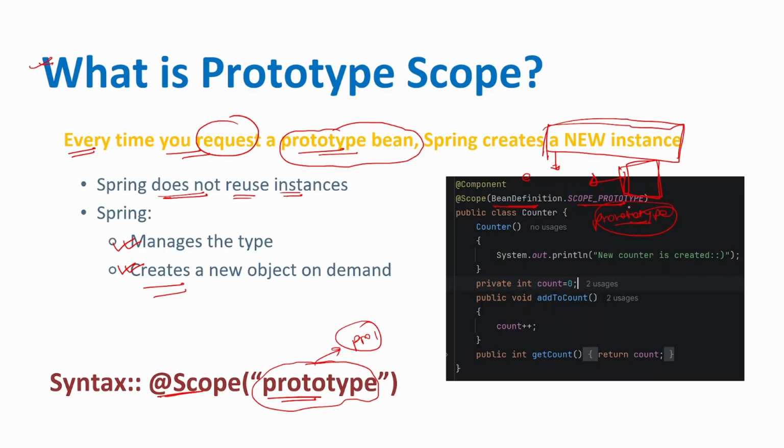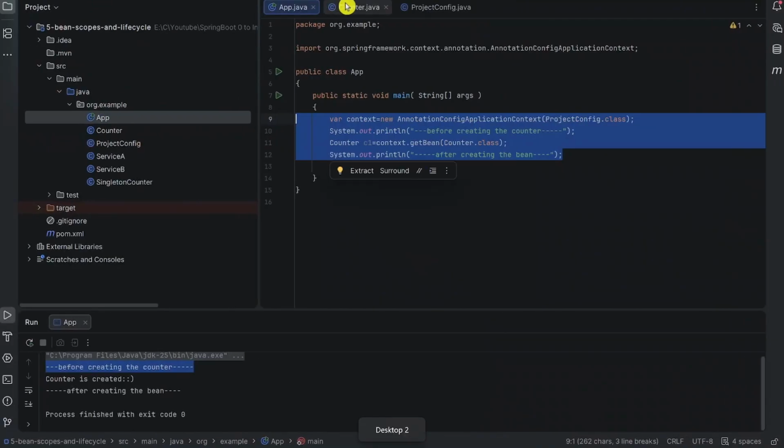So what is the prototype scope? In case of the prototype scope, every time we request a prototype bean, Spring creates a new instance, and after returning the instance, Spring forgets about it. So Spring does not reuse the instance again and again. Spring only manages the type and creates a new object on demand. We will see the complete life cycle later in this video. So let's first see it with the help of an example.